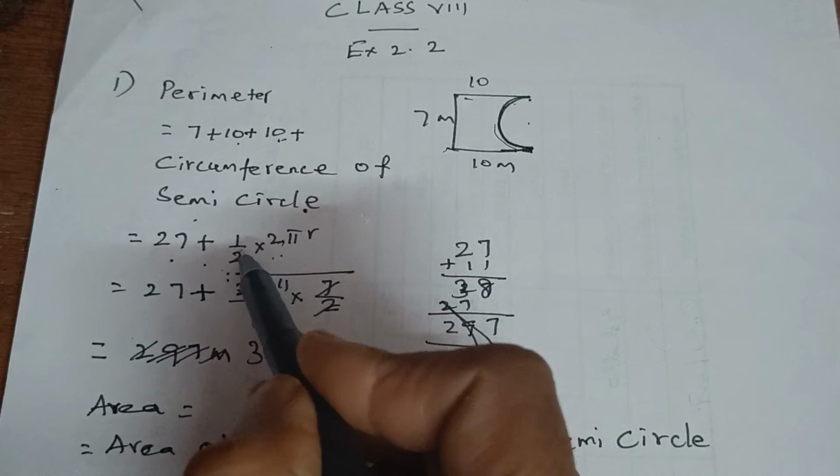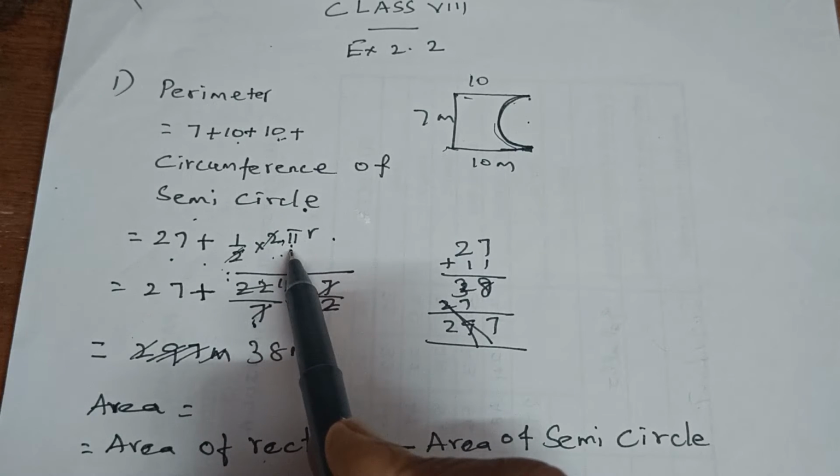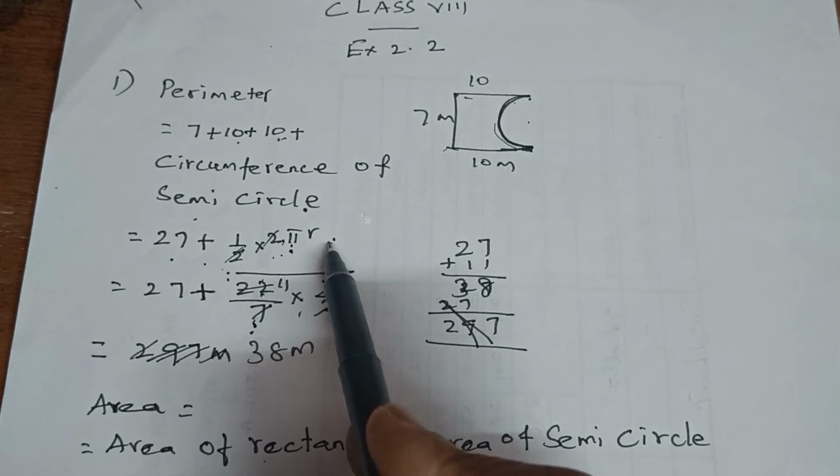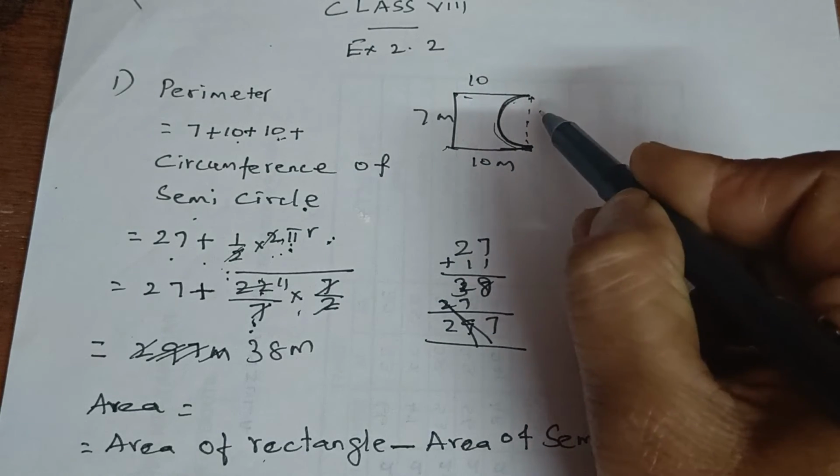Okay, and this 2 and this 2 get cancelled. We are left with only pi r. Pi value is given in the question as 22 by 7, into what is the radius? Radius is nothing but this line. This is the diameter. This is 7.